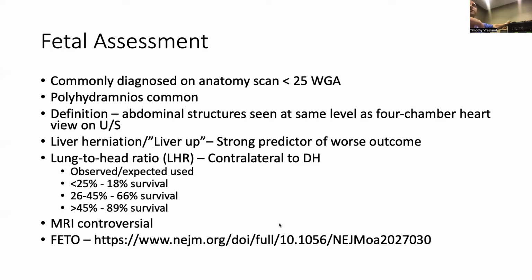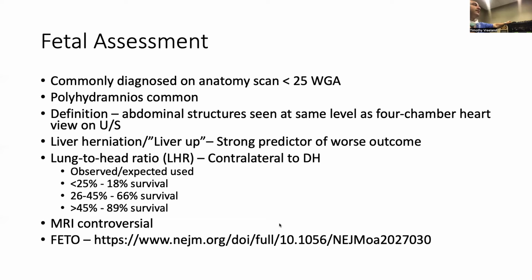So, if you get called about a CDH and you go talk to the NICU doctors and ask them about the prenatal ultrasound, commonly they'll say this is a liver-up diaphragm with an O to E LHR of blank. That's a very common way to report very succinctly the severity of the defect. The lung-to-head ratio, so you're actually measuring the contralateral lung, and you use an observed to expected metric.